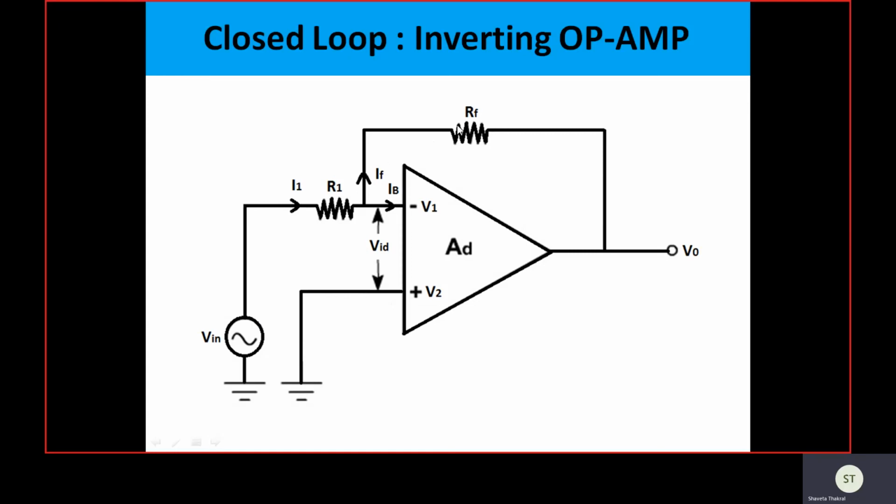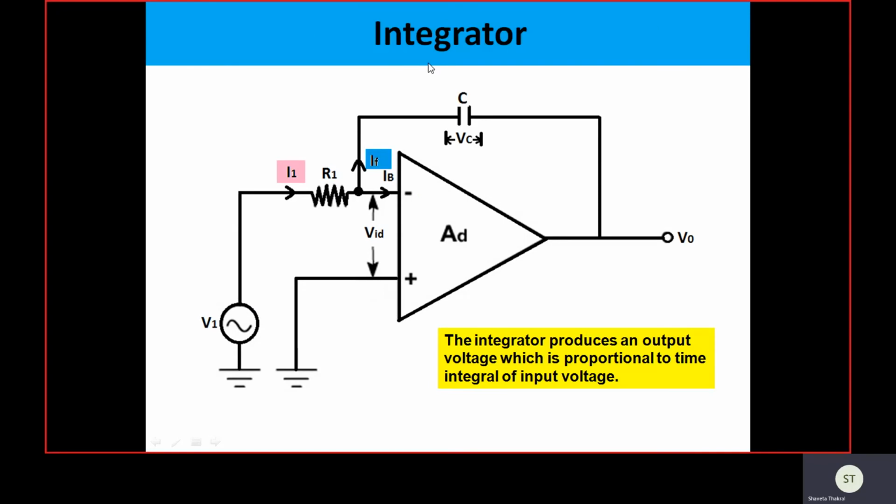Now if we remove this feedback resistance and employ one capacitor in the circuit, that becomes the circuit of an operational amplifier acting as an integrator. Instead of putting a feedback resistance here, we have put one capacitor in the circuit. And why is this called an integrator? Because this circuit produces an output voltage which is proportional to the time integral of the input voltage.